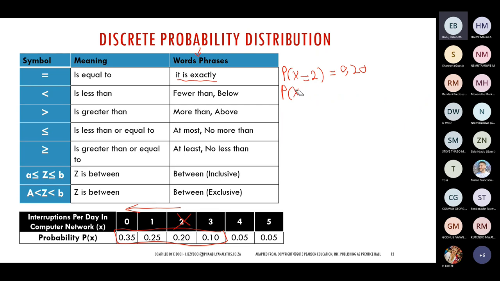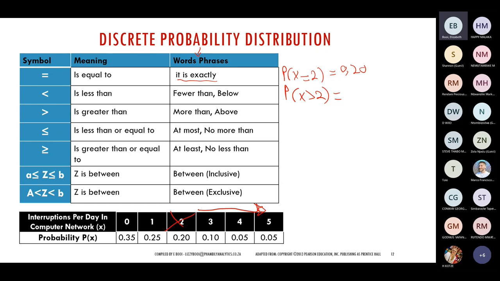Now we move on to the greater than, which they can ask in the question above. They can say, what is the probability that X is above two? I remember I said two is my number. What they are asking is, what is the probability that X is greater than two? It means any of those values above two, not including two, but anything bigger than two.